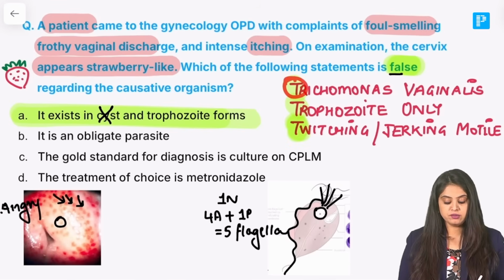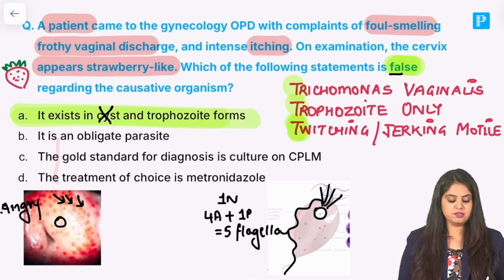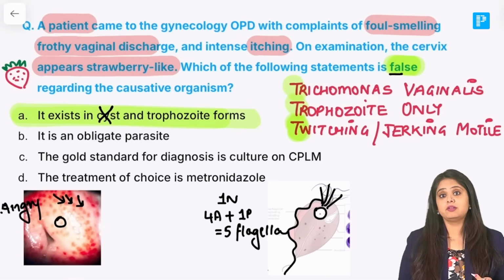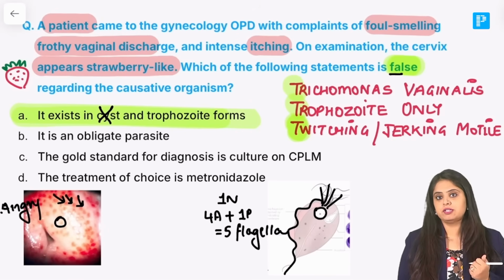Remember, Trichomonas only has the trophozoite form with twitching motility. This means everything else is correct. It is an obligate parasite, yes. Then the treatment of choice for the strawberry cervix is going to be metronidazole. Partner treatment is important because this is a sexually transmitted disease.